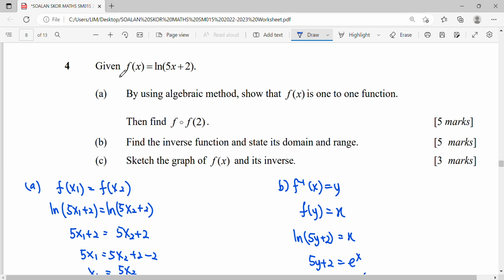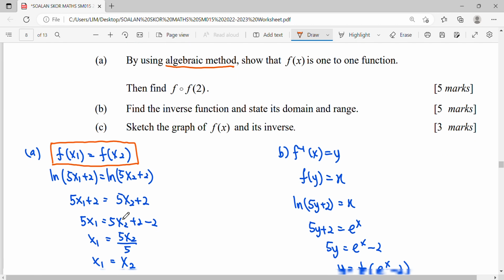So for question number 4, given a function using the algebraic method, show that this function is one-to-one. So what is the algebraic method? You have to substitute f(x1) equals f(x2). Substitute x1 into your function, so you become 5x1. Substitute x2 into your function, you become 5x2. So what should you show?